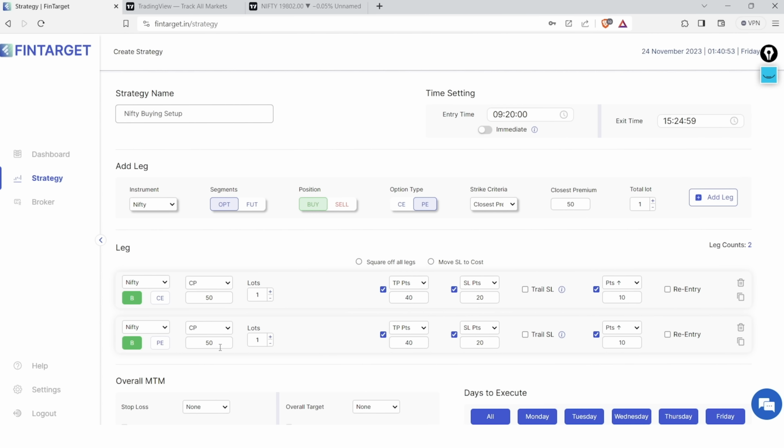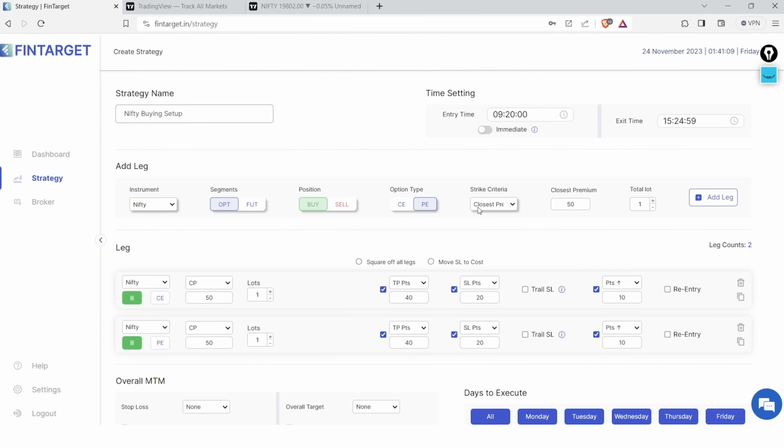So this put option is going to go up from 50 rupees to 60 rupees. So in this case, only the put option entry will be made, with a stop loss and target, and the call option will not be entered. So Fin Target is going to take care of that. So you don't have to worry about that.